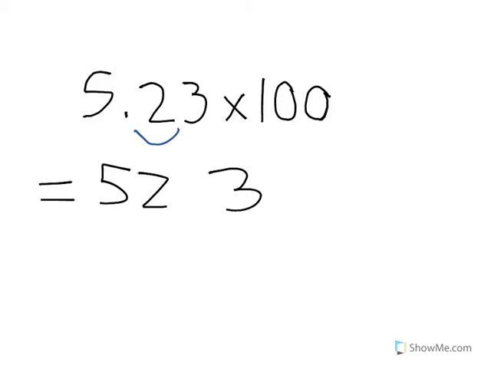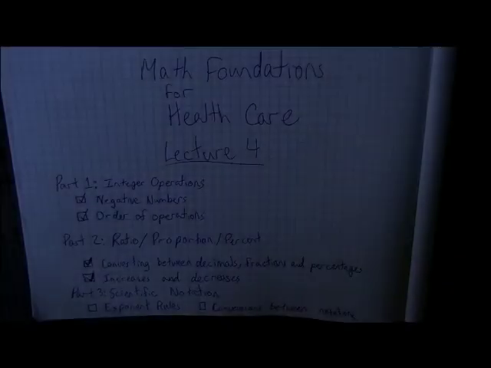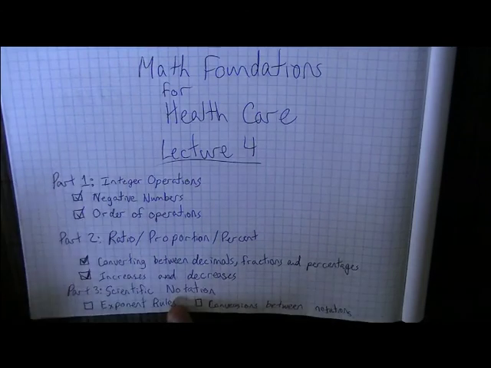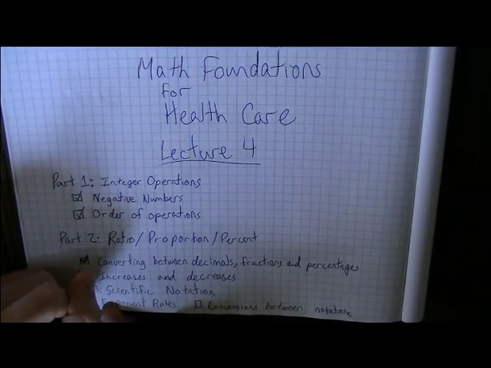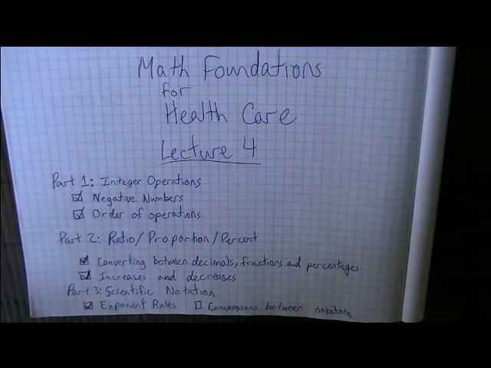multiply by 100, then I would end up moving the decimal one more spot. So I'd erase this one and put the decimal here. So it would end up being 523, right? So where the decimal is placed is a function of what power of 10 we're multiplying by. All right, and so that's a brief explanation of the exponent rules that you will need for understanding scientific notation.